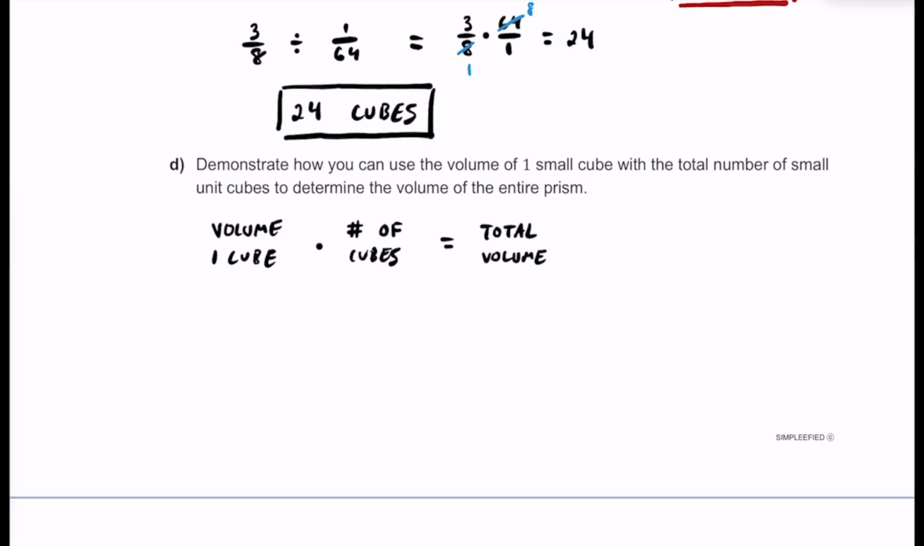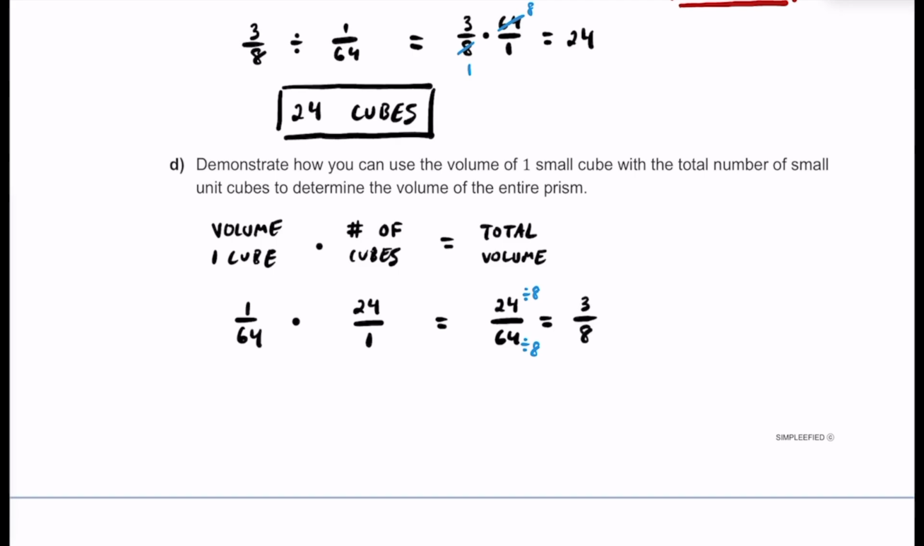So the volume of one cube we know is going to be 1/64th. We said that already. And how many cubes are there? Well, there are 24 of these cubes. I'm going to write 24 over 1. So if you multiply these, you're going to get 24 over 64. Now, is that the total volume? Well, if you divide top and bottom by their GCF of 8, go ahead and write that in, divide by 8 and divide by 8. Notice we're going to get a volume here of 3/8.